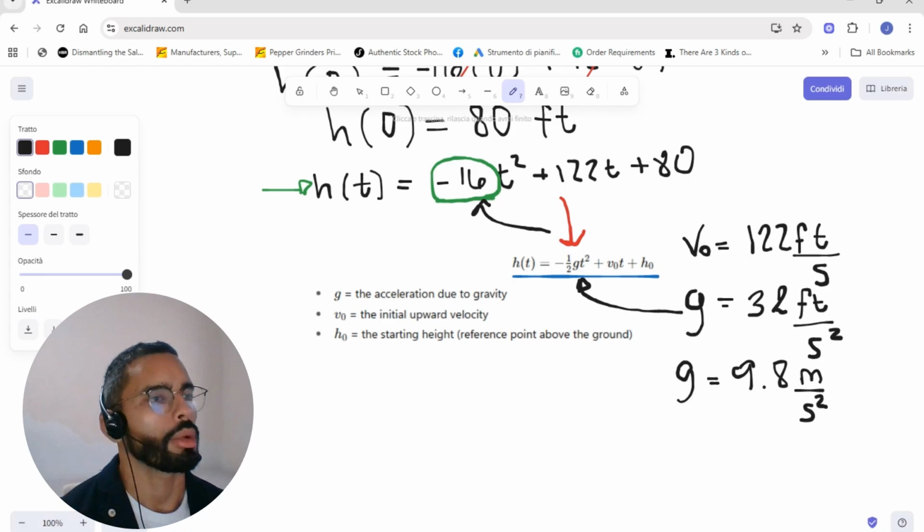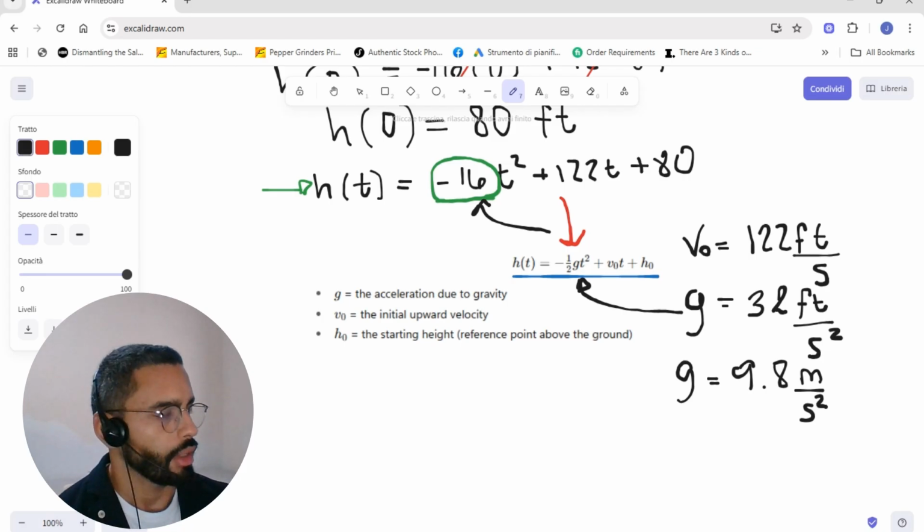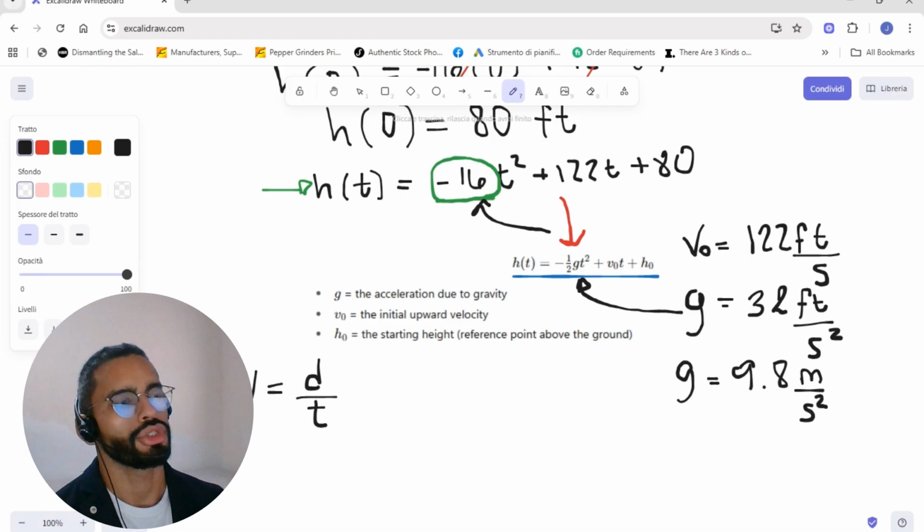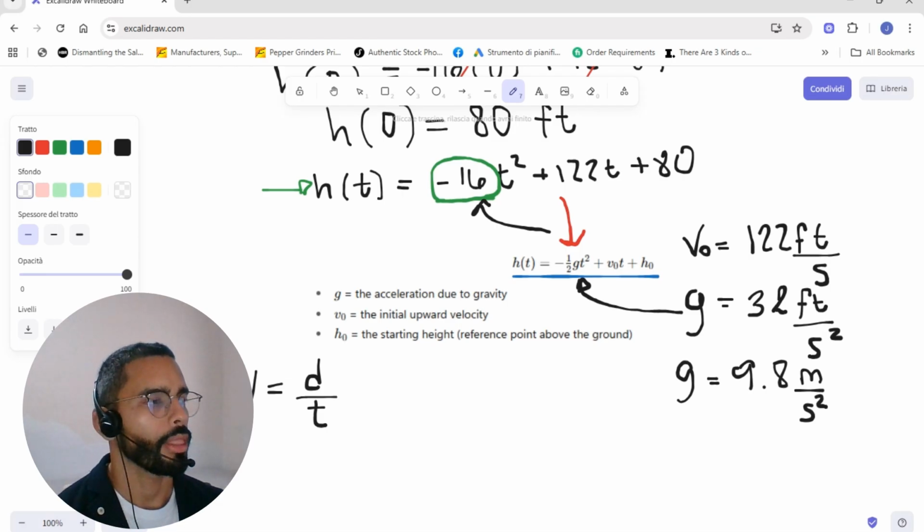What do you remember about velocity? Yes, the general definition of velocity is the change of distance with respect to time. So how distance is changing with respect to time. Or if we relate it to the height, we can say it is how height is changing with respect to time.